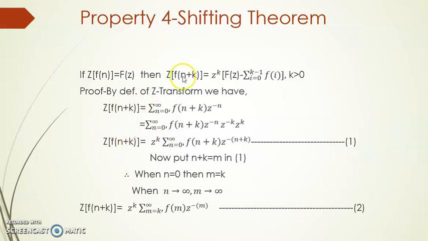For this we again consider the term Z-transform of f of n plus k and apply the definition of Z-transform. Then adjust the term z power minus k into z power k to bring z to the power n plus k. Like this we adjust the term z power minus k into z power k, and take z power k outside of the summation sign. Put n plus k equal to m. Again we are putting n plus k equal to m, then there is a change in the limit. So when n equal to 0, m equals k, and n tending to infinity, m also tends to infinity. Put all these values in equation 1.